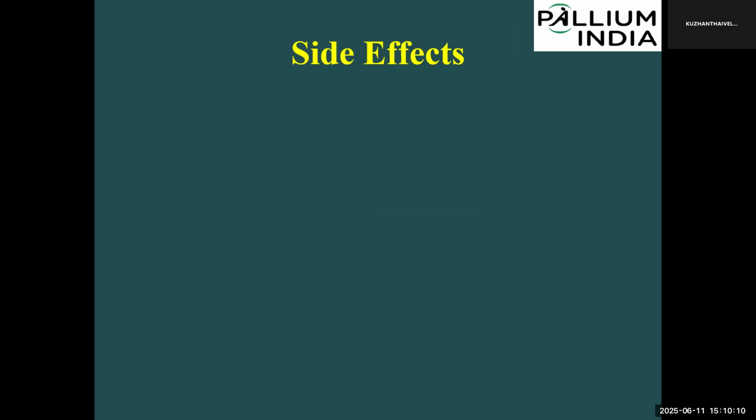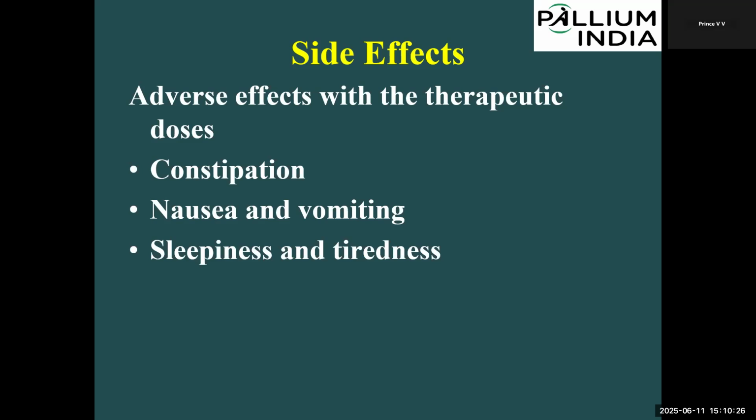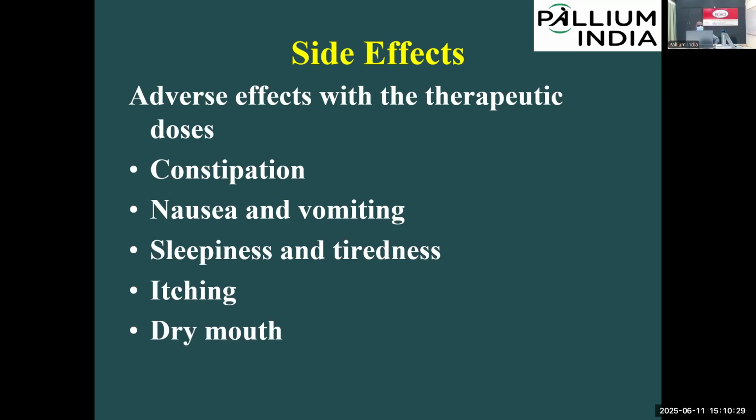Vomiting, nausea, constipation. Anything else? Constipation, nausea, vomiting, sleepiness and tiredness, drowsiness, itching, dry mouth, urinary hesitancy. So the first three are the common side effects: constipation, nausea, vomiting, sleepiness and tiredness. Whereas the next three are not very common, but can present in some patients: itching, dry mouth and urinary hesitancy.